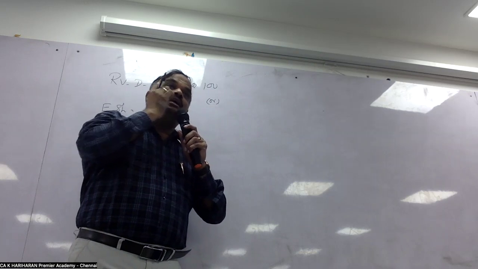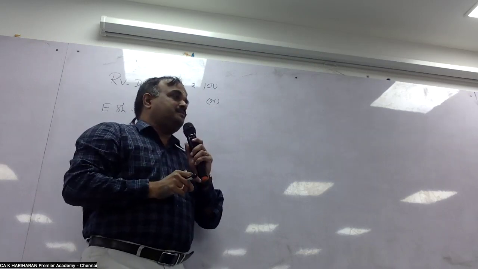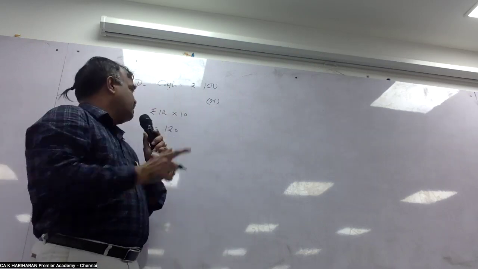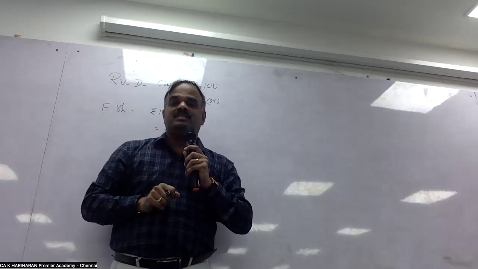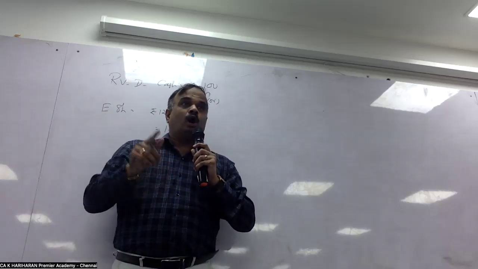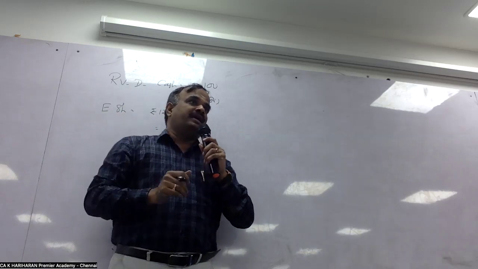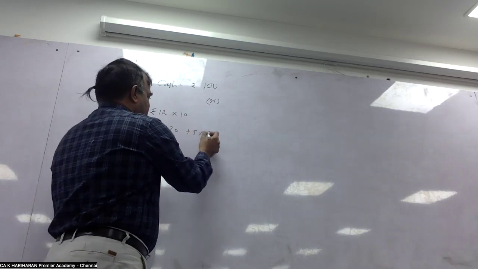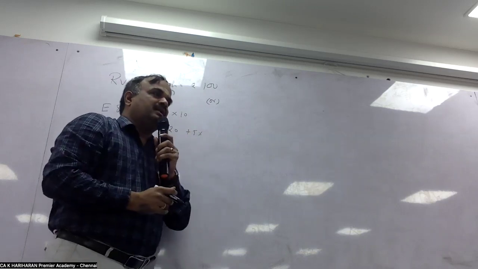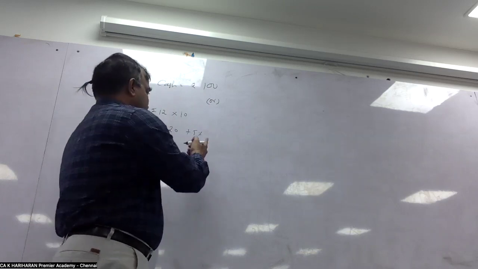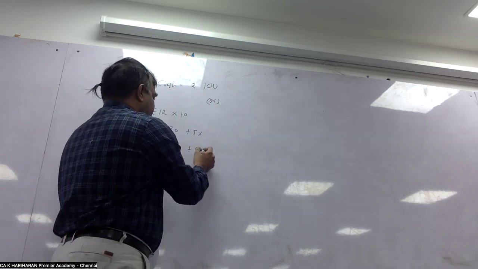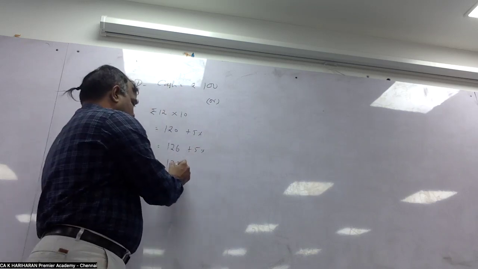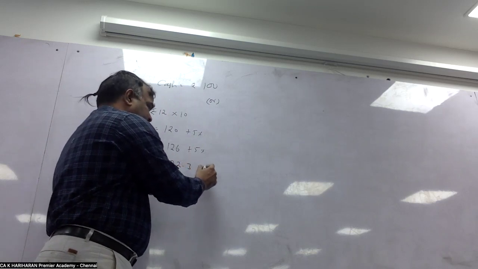But there is also growth. What is the growth rate given? 5%. For how many years? 5 years. First year 120, plus 5% added, then again add 5%.